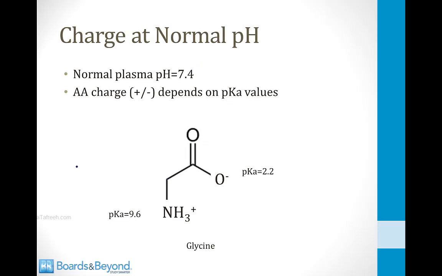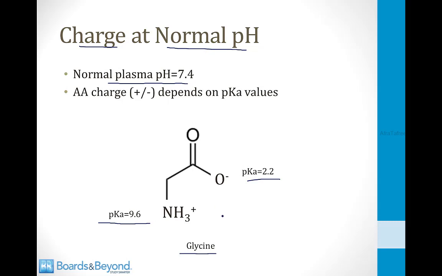If we know the pKa value of the different portions of an amino acid molecule, then we can determine what charge that molecule is likely to have at normal plasma pH. So remember that normal plasma pH is 7.4, and let's start off by considering the case of glycine, the simplest amino acid. Glycine has a carboxylic acid group with a pKa of 2.2 and an amino group with a pKa of 9.6. So plasma pH is in the middle.